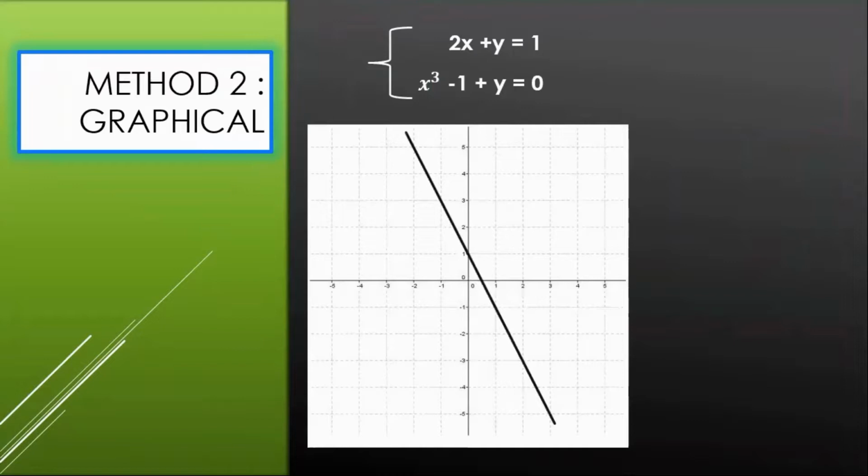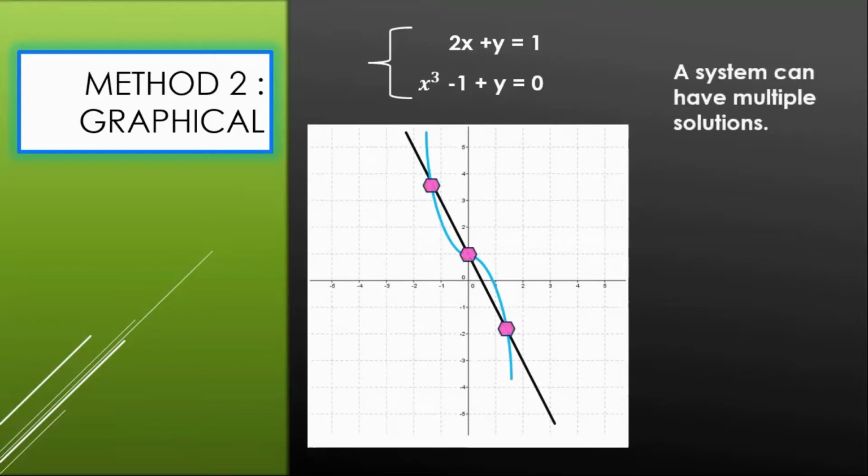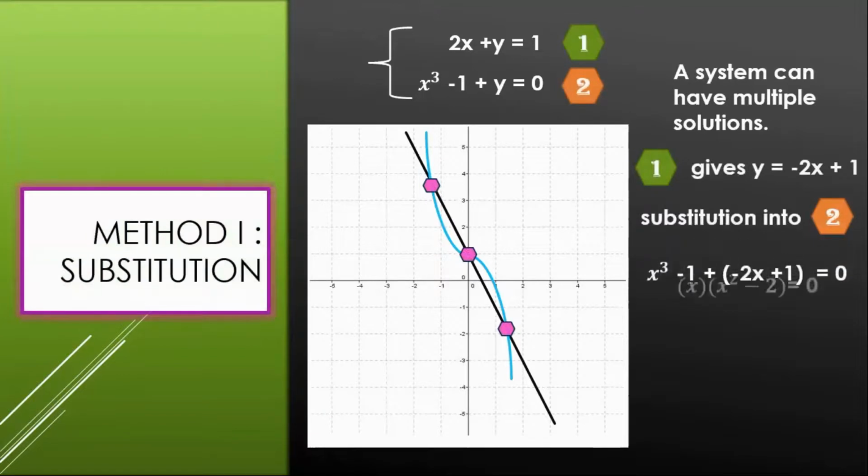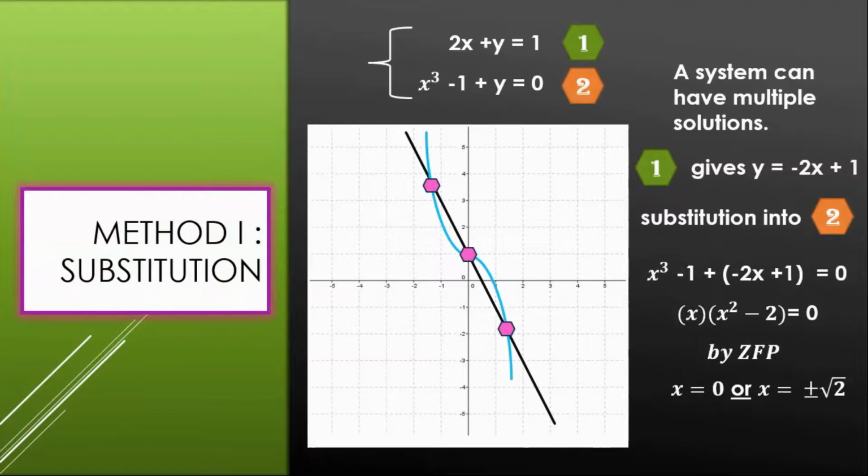So if I graph them real quick, there's my line being graphed. Here's my cubic being graphed. It's not exact. It's a rough sketch, but we can see what happens here, that I have 3 points of intersection. So a system can have multiple solutions. What's this going to look like if we use one of the other methods? Well, the method of substitution, we can see that we get 3 potential x values. Once you use back substitution, you will get the 3 corresponding y values.